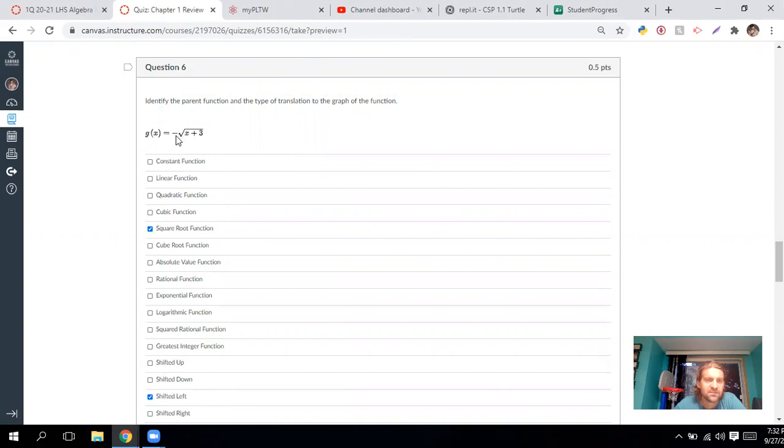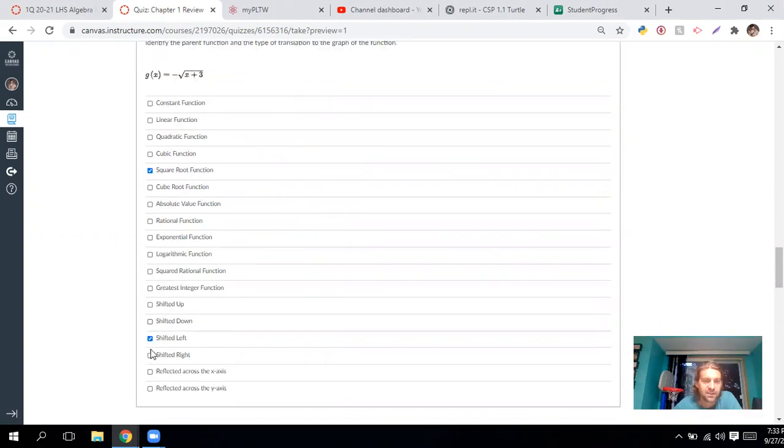And then we have a negative. If the negative's inside the square root or inside the parenthesis, it flips it over the y-axis, left and right. If it's on the outside, it flips it up, down over the x-axis, so that's reflected over the x.